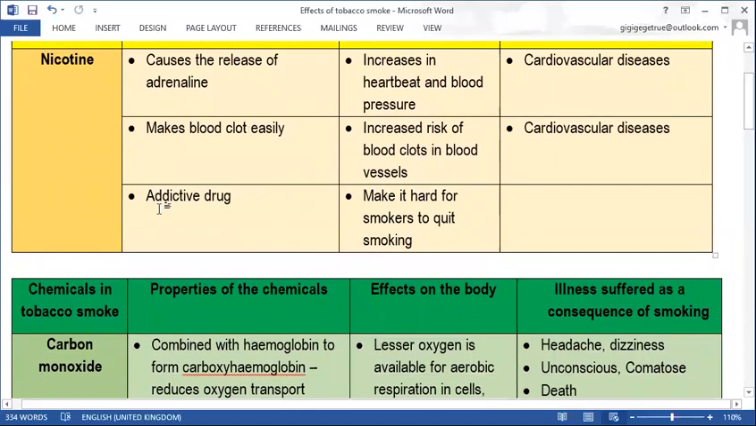Okay, nicotine is also a type of addictive drug. So it is very addictive. That's why it is very hard for smokers to quit smoking.